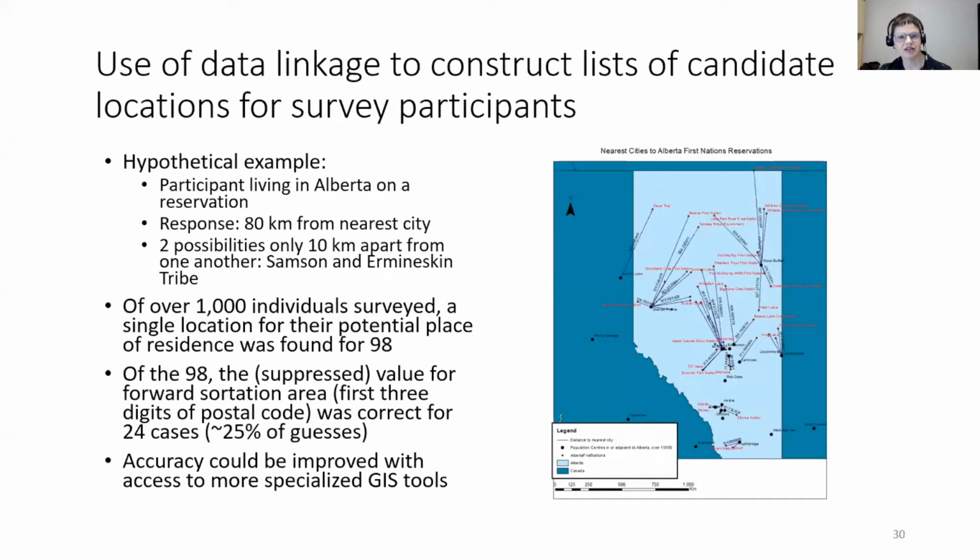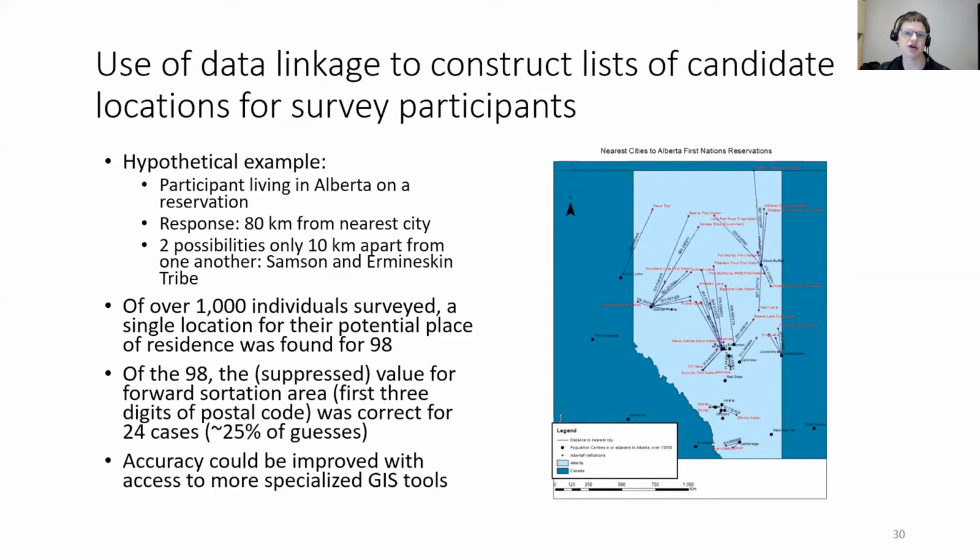So, hypothetical example. Participant living in Alberta on a reservation who said that they lived 80 kilometers from the nearest city. We found that in this data set, there were only two possibilities, living 10 kilometers apart from one another. They could have been a member of the Samson tribe or of the Ermineskin tribe. So of over 1,000 individuals surveyed, a single location for their potential place of residence could be found for 98.